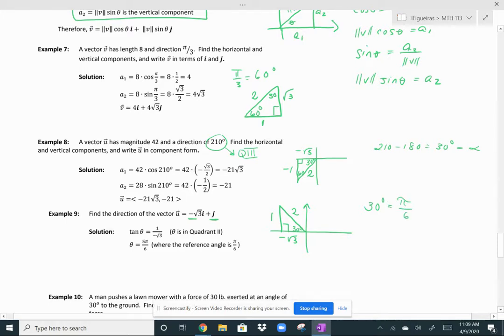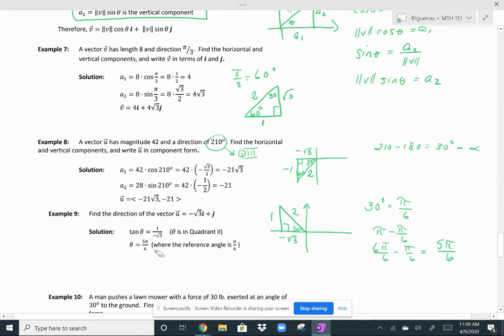That's your reference angle. But I don't want the reference angle. I want the quadrant 2 angle. So what you do is you take pi minus pi over 6, which has to be rewritten as 6 pi over 6 minus pi over 6, which gives you an angle of 5 pi over 6, which is your answer.